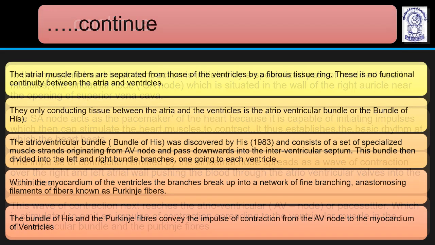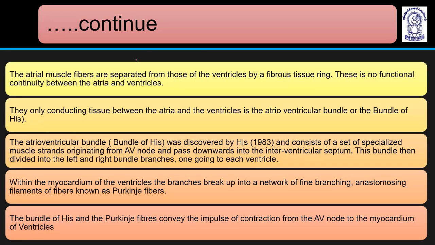Now, the atrial muscle fibers are separated from those of the ventricles by fibrous tissue rings. There is no functional continuity between the atria and ventricles. The only conducting tissue between the atria and ventricles is the atrioventricular bundle, or bundle of His. So the bundle of His basically connects the atria to the ventricles.